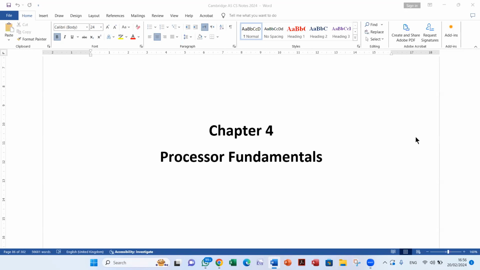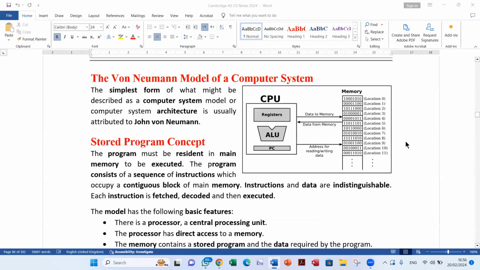Afterwards we will proceed to studying assembly language, which is a low-level programming language. We will study it soon. Let us start now with processor fundamentals. The von Neumann model of a computer system. This topic I am explaining is identical to the way it is taught in O-level computer science. I will explain it here a little bit faster.